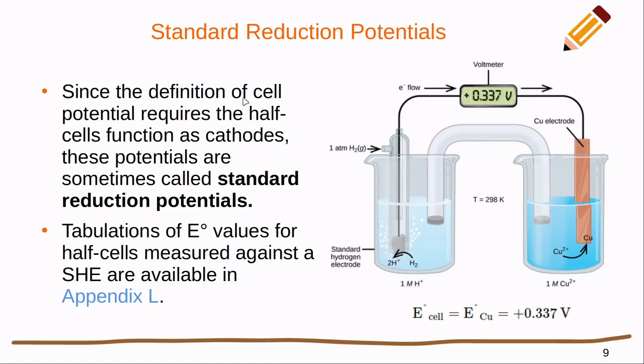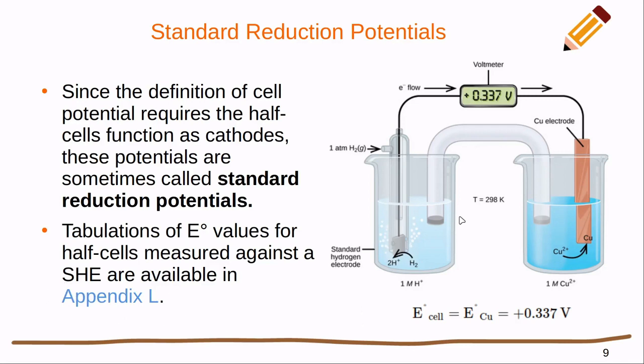So since the definition of cell potential requires half cells to function as the cathodes, where we're having reduction, we always write them as standard reduction potentials. These are all tabulated in Appendix L, and you're going to need that to solve our problems this week.